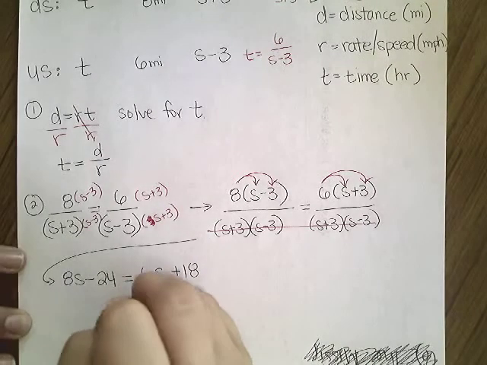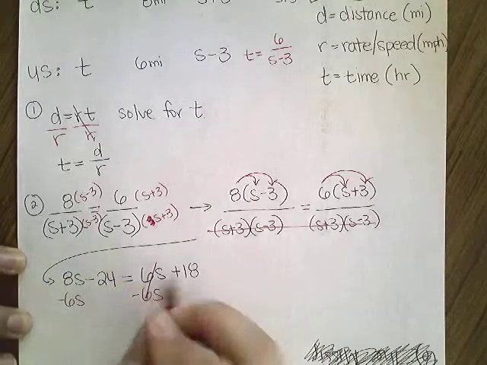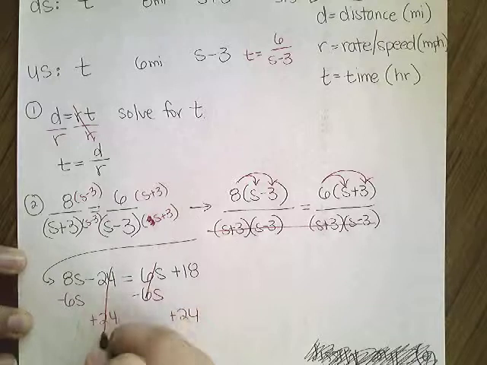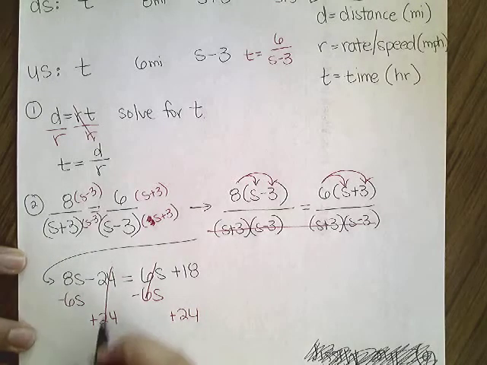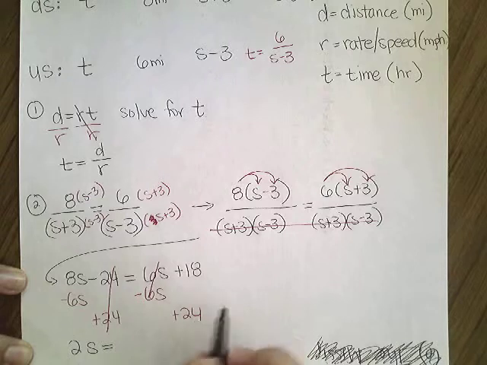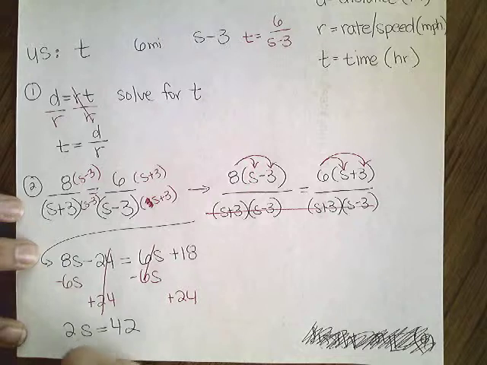Move all of our S's to one side. At the same time, I'm going to move all of our constant numbers to the other side. So we have 2S equals 42. And then finish solving by dividing both sides by 2.